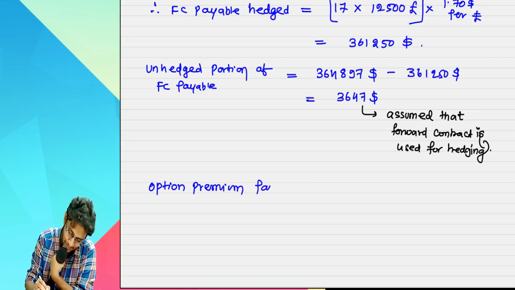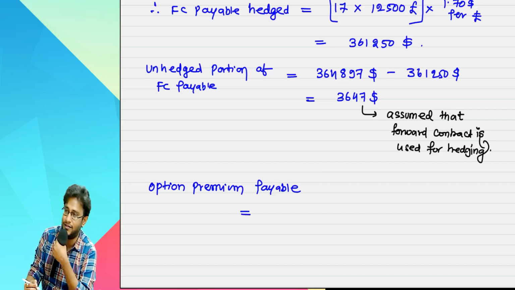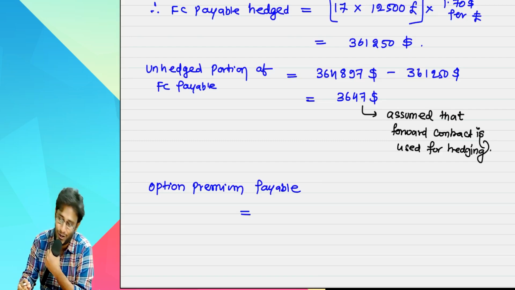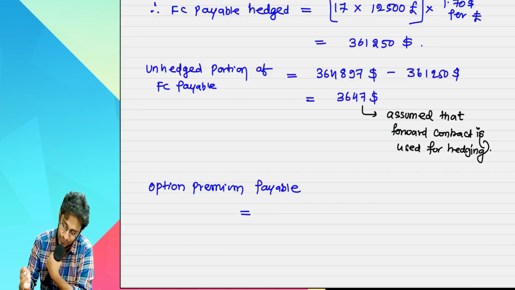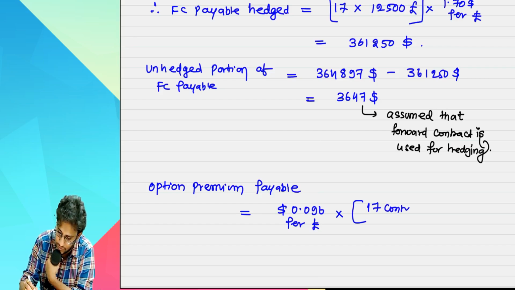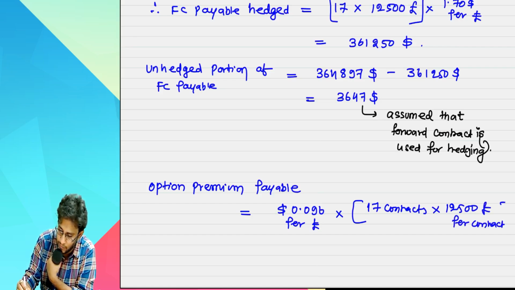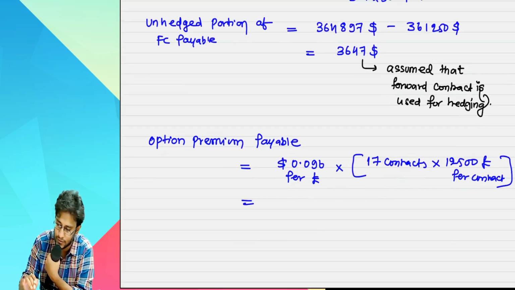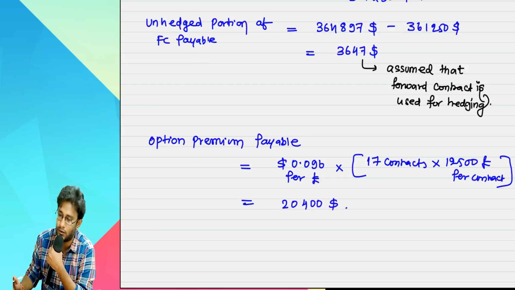Option premium payable is equal to, how much is the premium? Some dollars he gave. So $0.096 per pound into how many contracts are you picking? 17 contracts. Into each contract 12,500 pounds per contract. Contract will die, pound will die. Answer will be in dollars. $20,400.